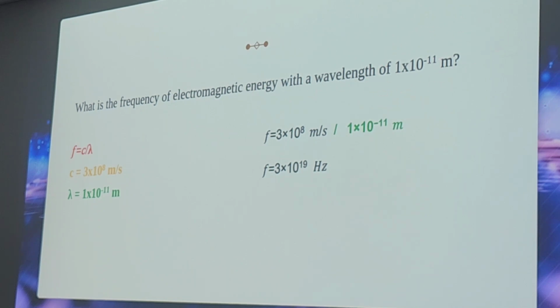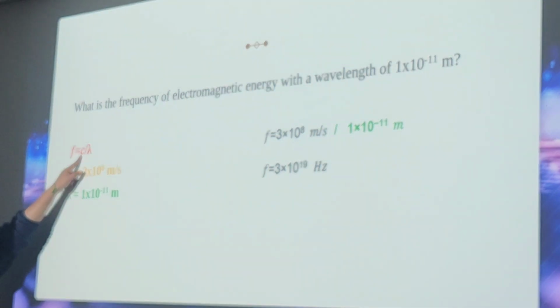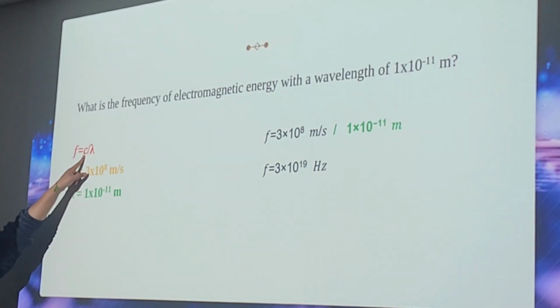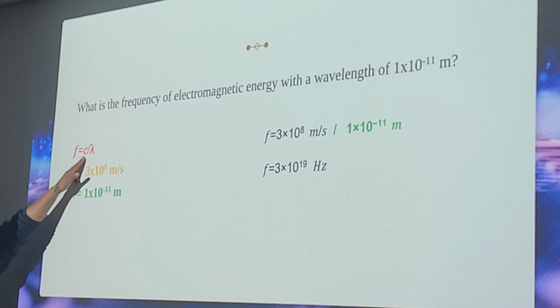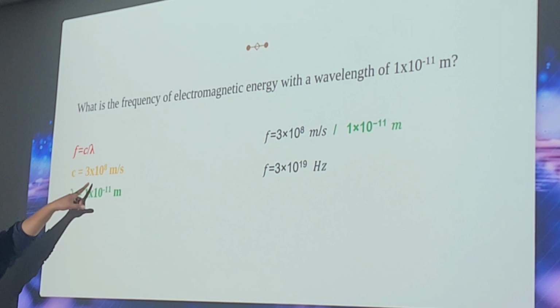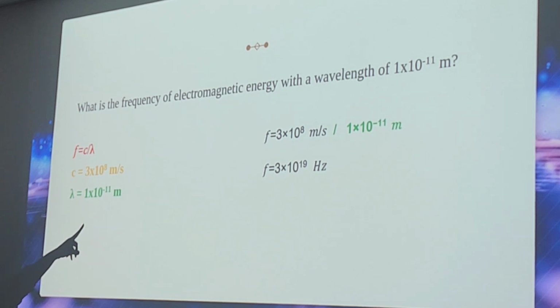So we have our formula here to figure out frequency. What is C? The velocity of electromagnetic radiation, which is the speed of light. And then they also give you the wavelength, right? So all we need to do is plug that in. So F equals 3 times 10 to the power of 8, C, divided by our wavelength.